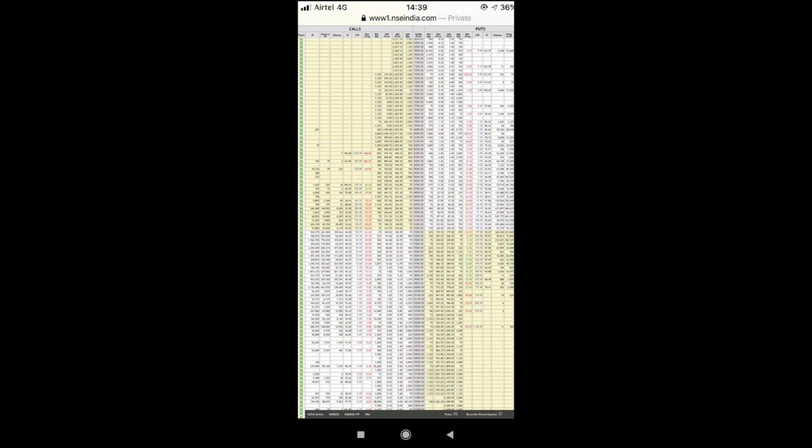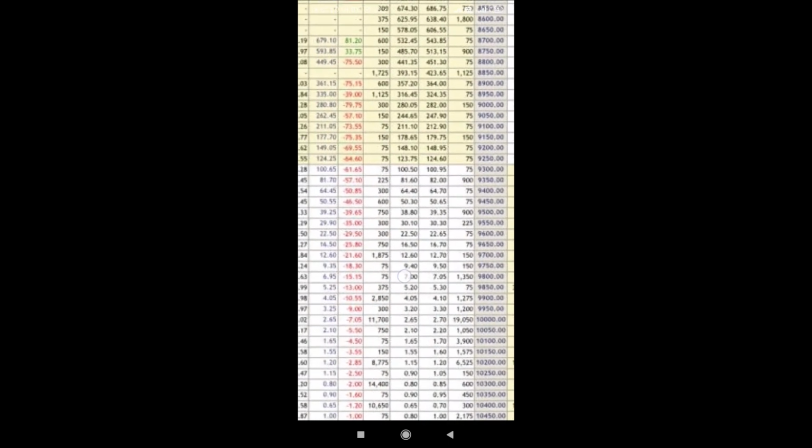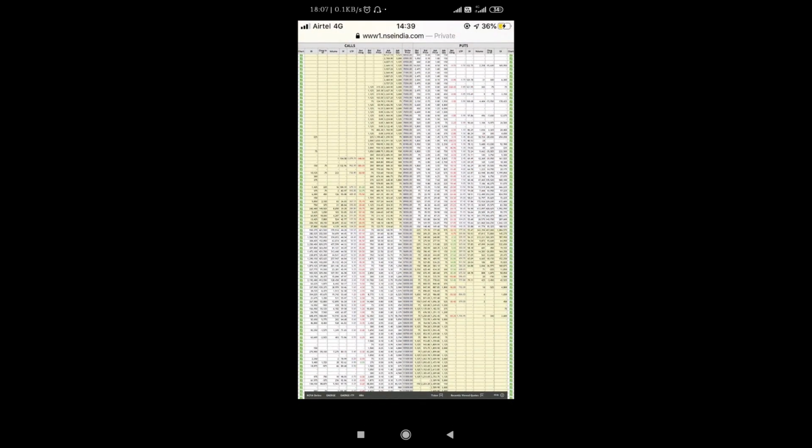As you can see, this side is call and this side is put. That means the left side is call and the right side is put. First we will analyze the calls on the basis of the resistances and what levels we can expect. So now let's zoom in. At 9500, you have to look at just the last two columns.